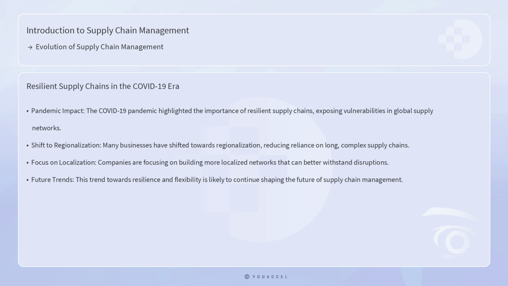The COVID-19 pandemic has further highlighted the importance of resilient supply chains. The disruptions caused by the pandemic exposed vulnerabilities in global supply networks, prompting companies to reevaluate their supply chain strategies. Many businesses have shifted towards regionalization, reducing their reliance on long, complex supply chains and focusing on building more localized networks that can better withstand disruptions. This trend towards resilience and flexibility is likely to continue shaping the future of supply chain management.